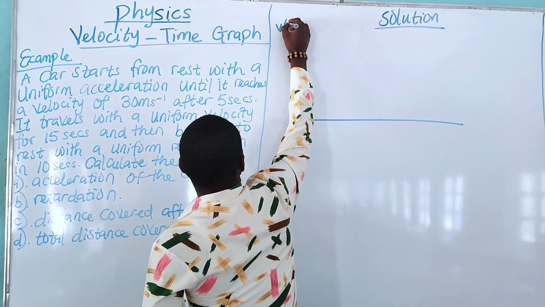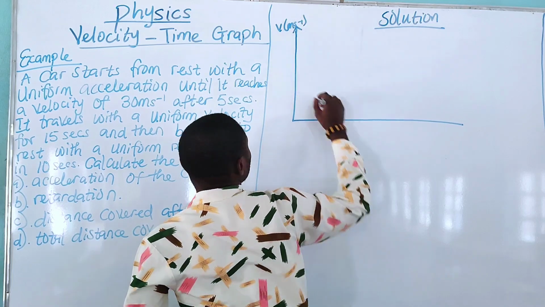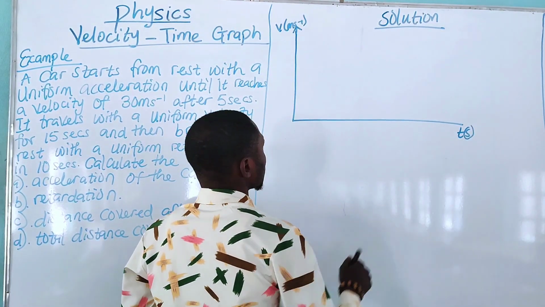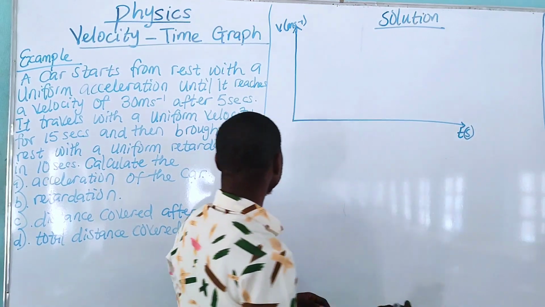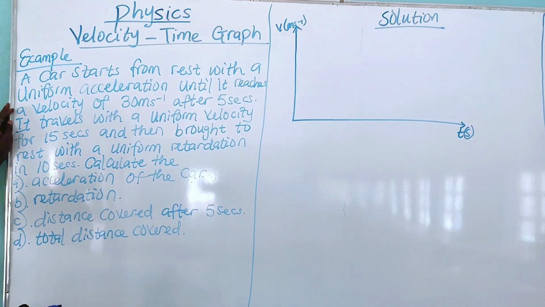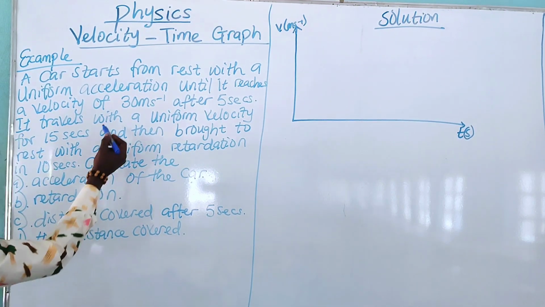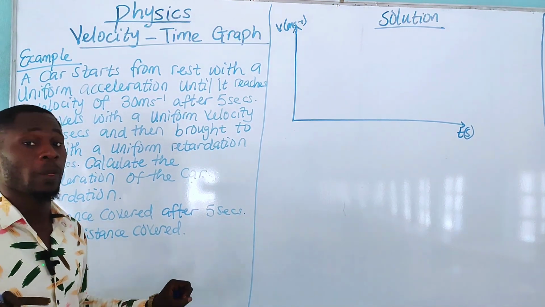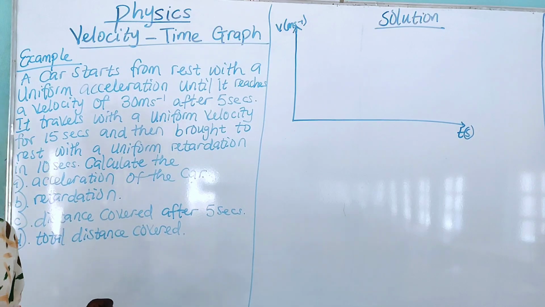So this is our velocity in meters per second, and this is our time in seconds. Okay, so we are told that a car starts from rest with a uniform acceleration until it reaches a velocity of 30 meters per second. So it means that the acceleration there is what? It is uniform. That is a uniform acceleration. That means the body also starts from rest.